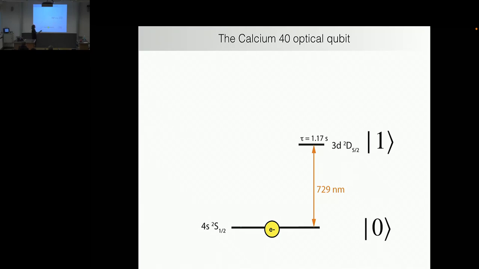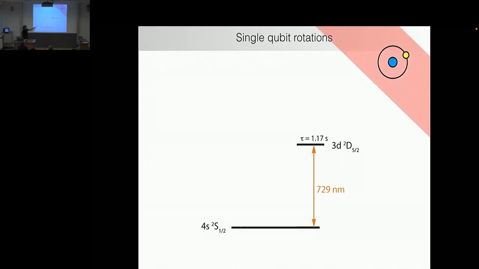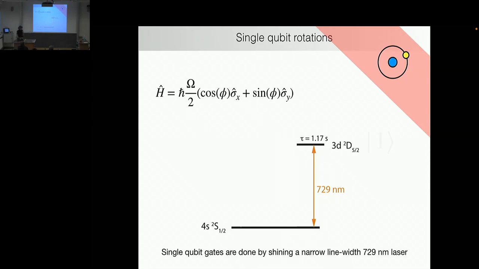Why did I choose the d orbital? There are a few reasons, but one of them is that it lives for very long. If I put my electron in there, it will stay there for, on average, 1.17 seconds, which is a bit better than the 50 microseconds that Ilya has shown. But there are other problems with that. The way we do single qubit gates, so this is a good qubit, we're happy, is I take my little ion and I shine a laser at it. Then I can drive this transition coherently and perform Rabi oscillations, or what he has shown as single qubit rotations. In this Bloch sphere picture, I will have my qubit rotate. So the single qubit gates are done by shining a laser.